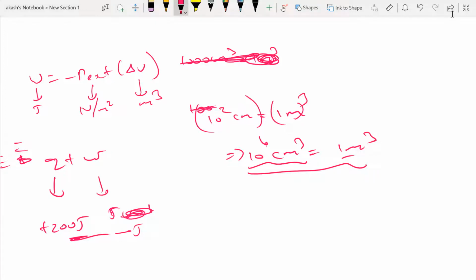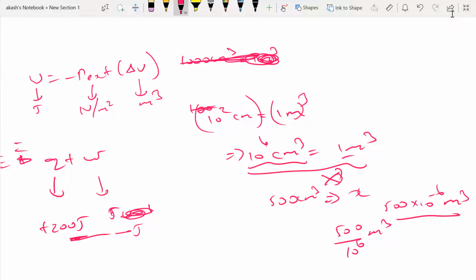So they have given 500 centimeter cube. How many meter cubes will that be? Let us calculate like this. X should be 500 divided by 10 to the power 6 meter cube, so we can write it as 500 into 10 to the power minus 6 meter cube. That is the change in volume. They are telling you it is expanding by this much, which means they have already given you the change. The delta V is directly given to us.